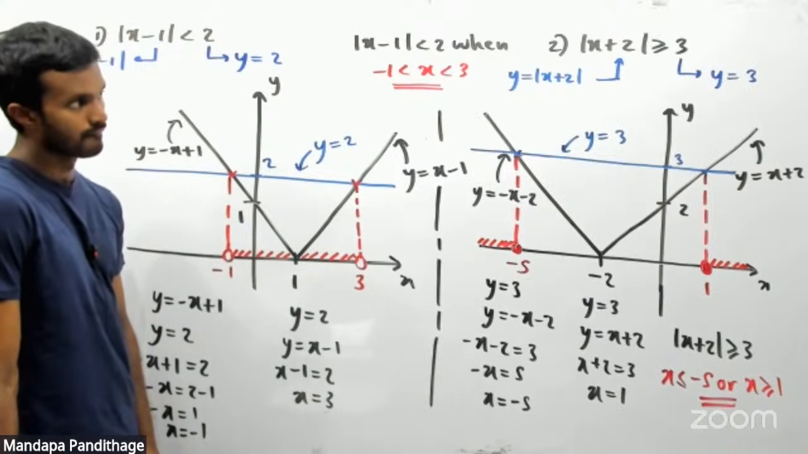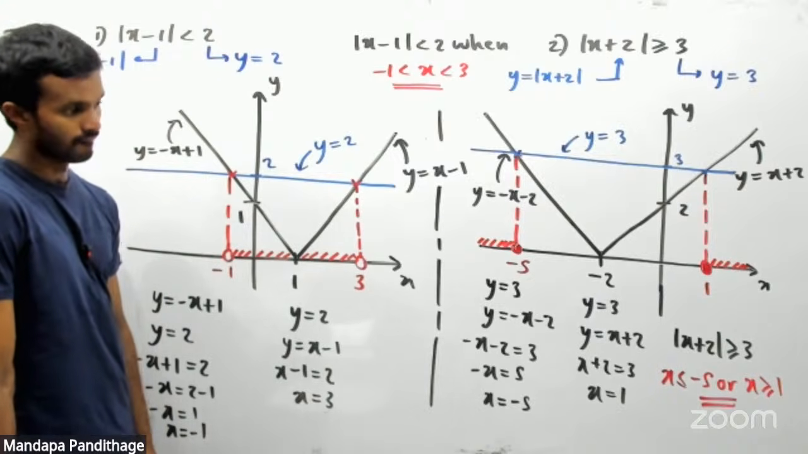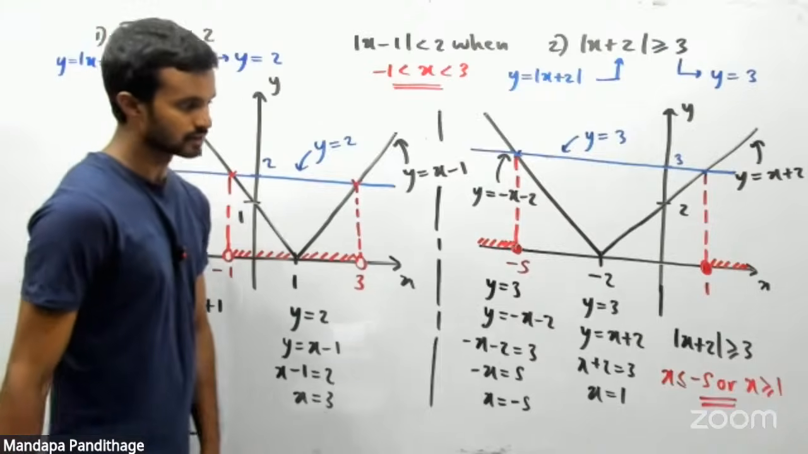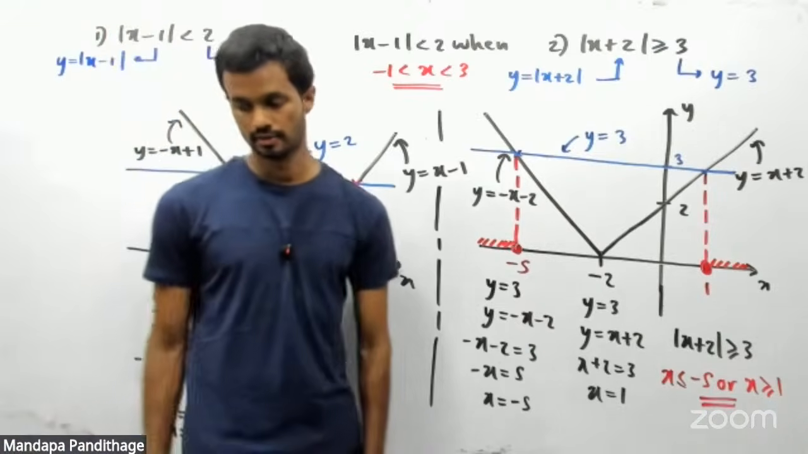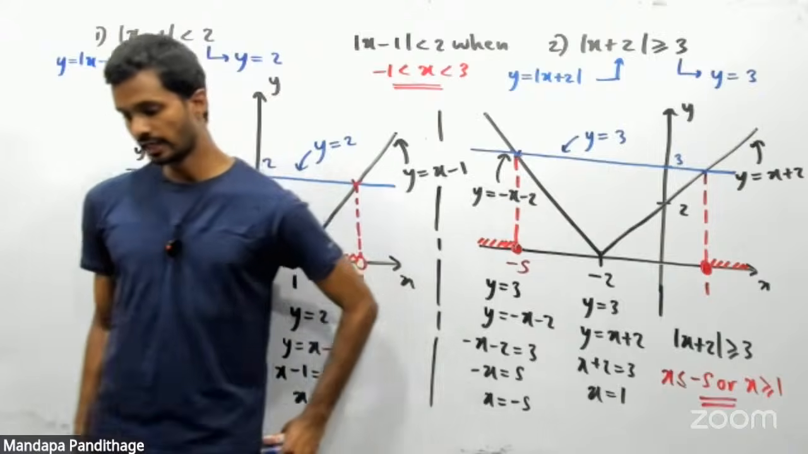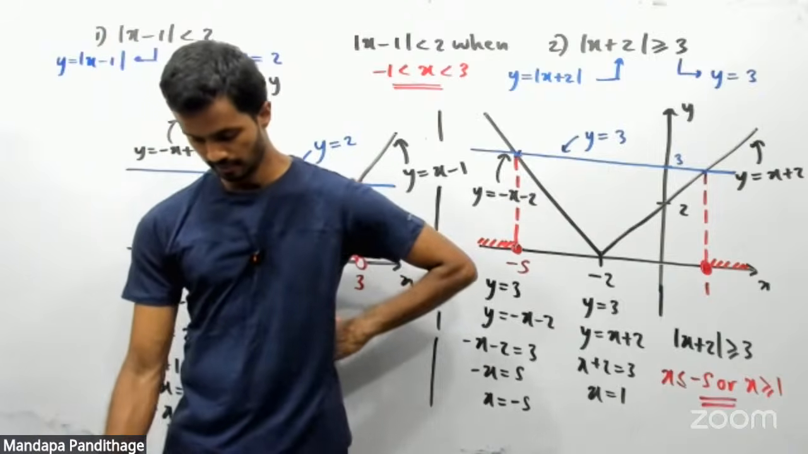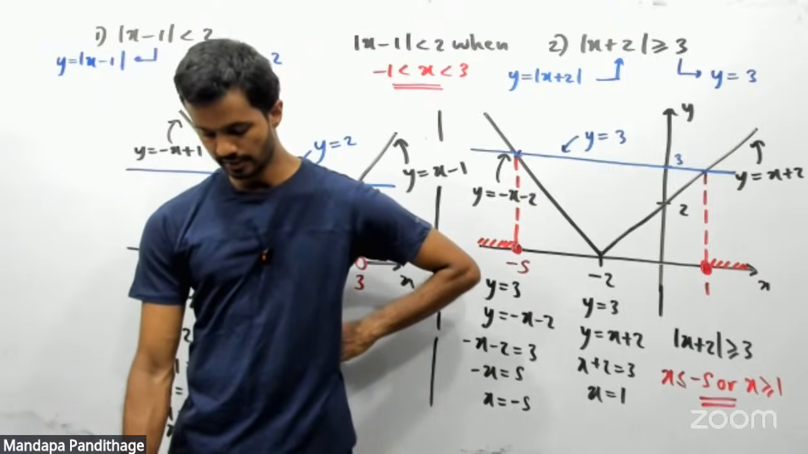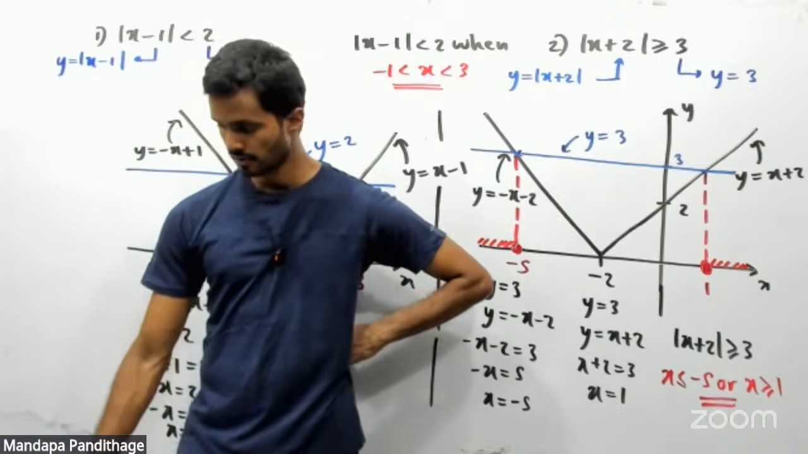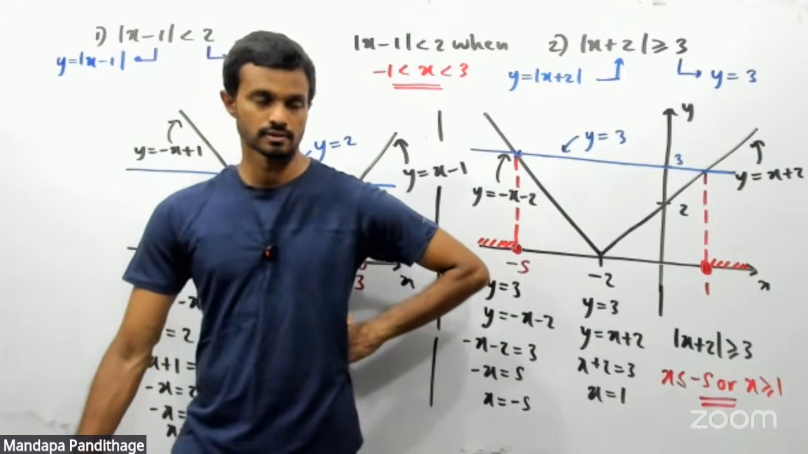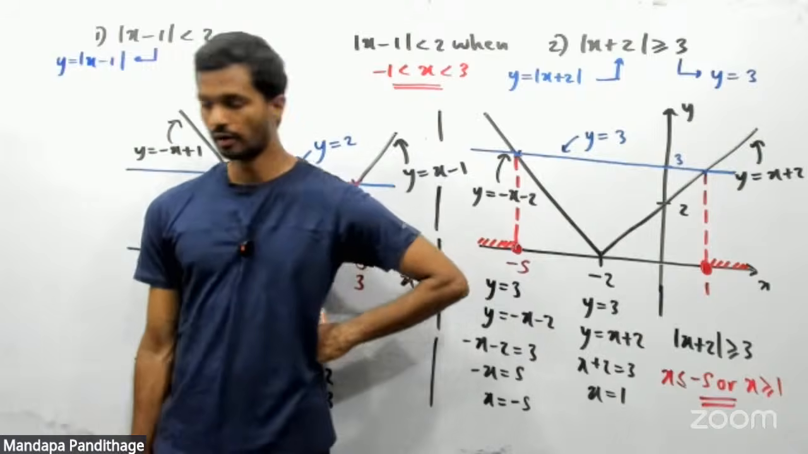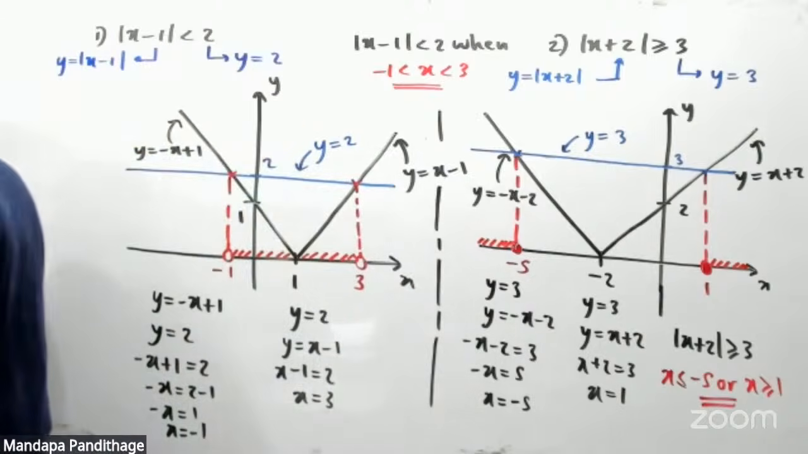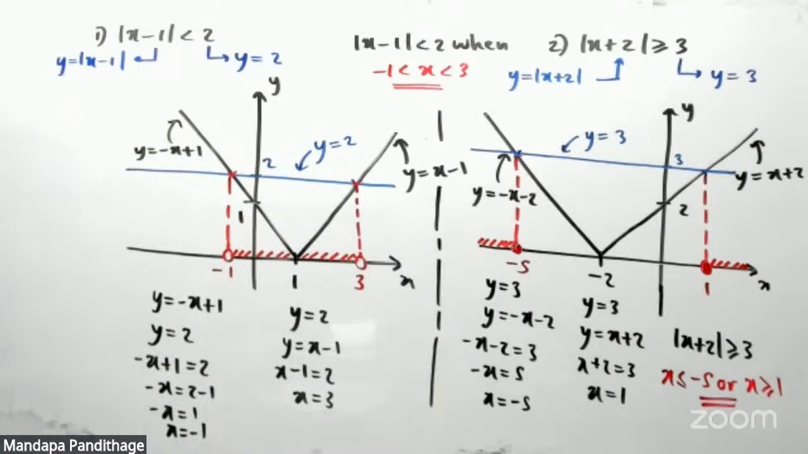Okay, the next point, put the next star mark. The inequality changes at the points of intersection.